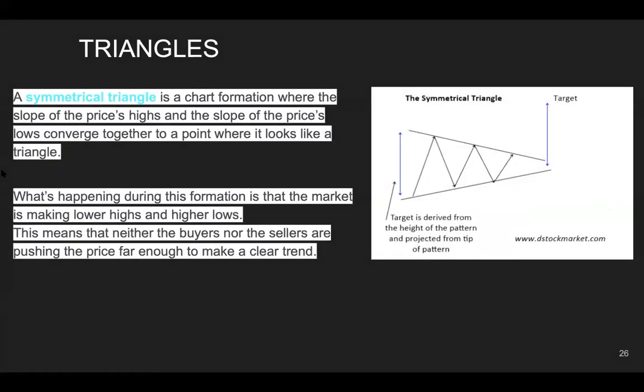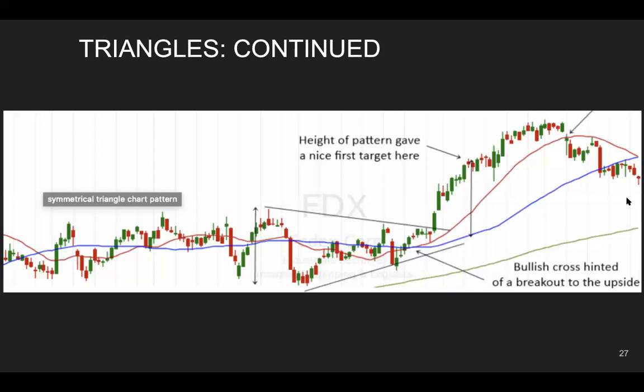Triangles, my favorite, one of my favorites. A symmetrical triangle is a chart formation where the slope of the price's highs and the slope of the price's lows converge together to a point where it looks like a triangle. That, right? Simple. What's happening during this formation is that the market is making lower highs and higher lows. This means that neither the buyers nor the sellers are pushing the price far enough to make a clear trend.